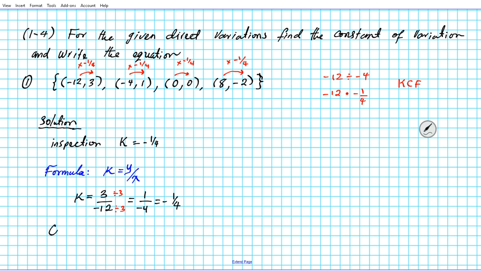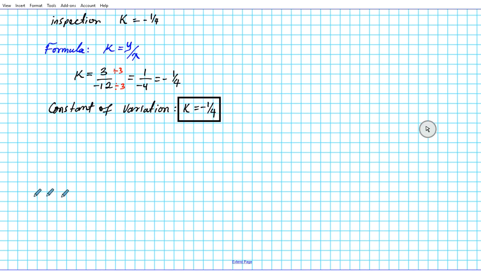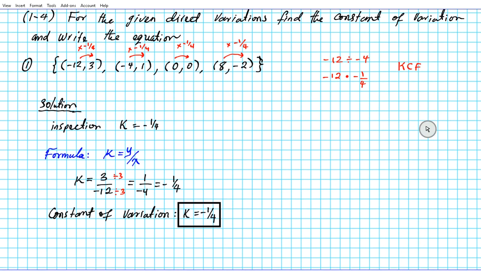Alright, so our constant of variation, which is represented by the letter k, is -1/4. Alrighty, so you can see that you can find a constant of variation by inspection, but the formulaic approach will give you the exact answer for a certainty.